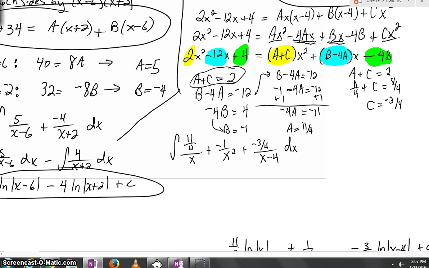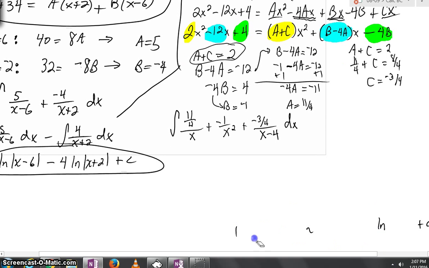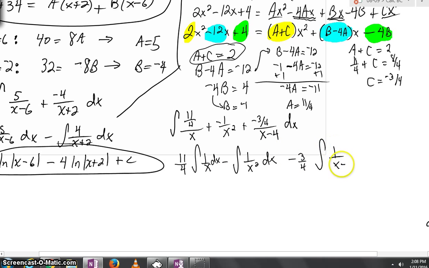It's turned into 3 distinct problems that we're going to be able to break down, hopefully pretty fast. Let's finish that up. This would become 11 fourths times the integral of 1 over x minus the integral of 1 over x squared dx. Got to put those dx's in. And then we could say minus 3 fourths the integral of 1 over x minus 4 dx. So just pulling those numerators, those coefficients out in front.